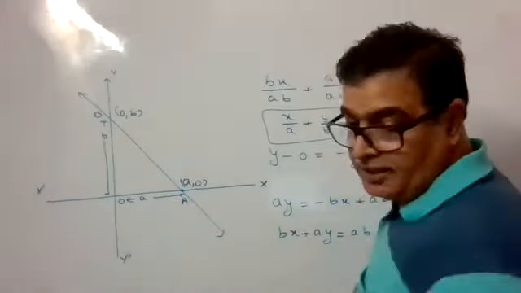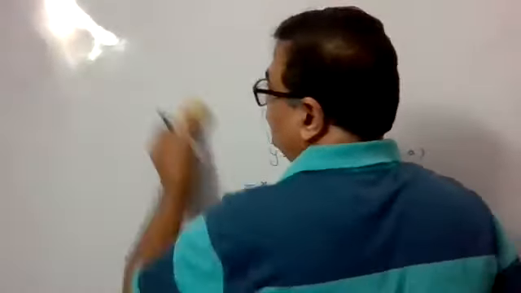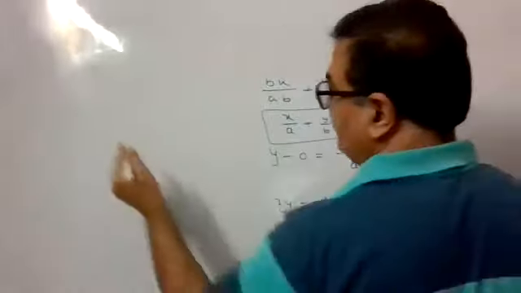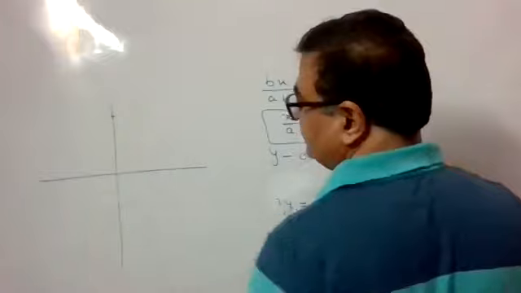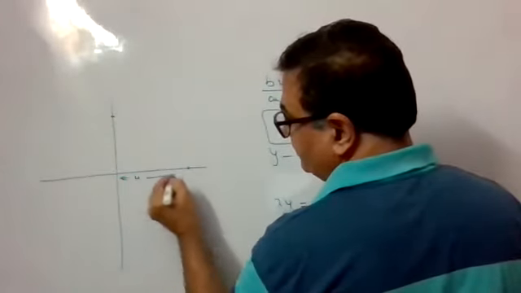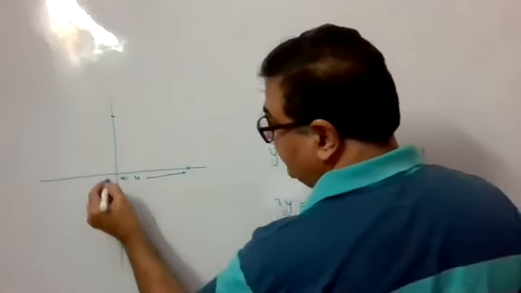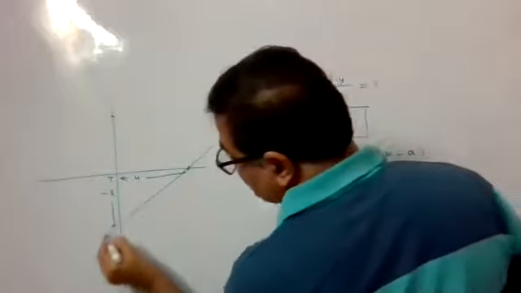Question says the line makes an intercept of length 4 on positive x-axis. Okay. So positive 4 on the x-axis, that's what it is saying. 3 on negative y-axis, so on y it is negative 3. So it will be minus 3 somewhere here. So the line goes like this.